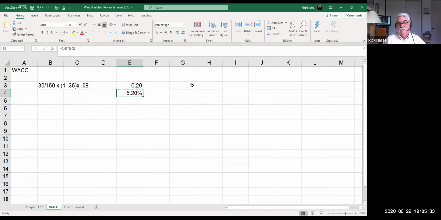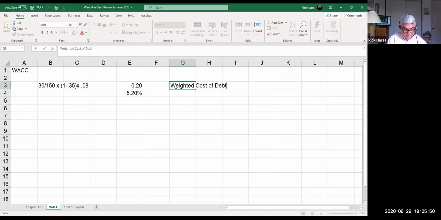There it is right there. So now if we take the relationship of the capital structure, 20%, 30 over 150, times the after-tax cost of debt, 5.2%, we get a total weighted cost of debt to equal 0.2 times 5.2%.